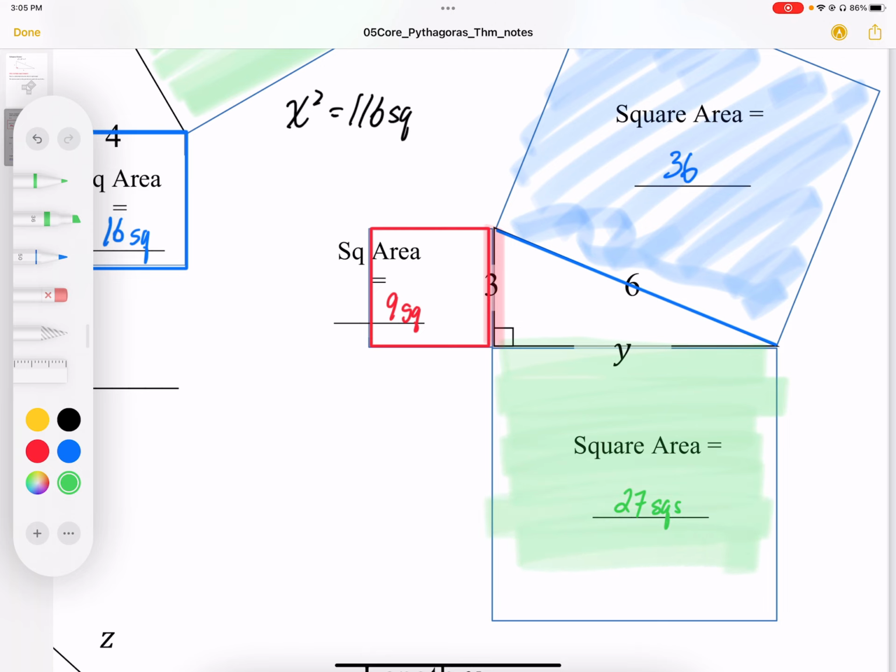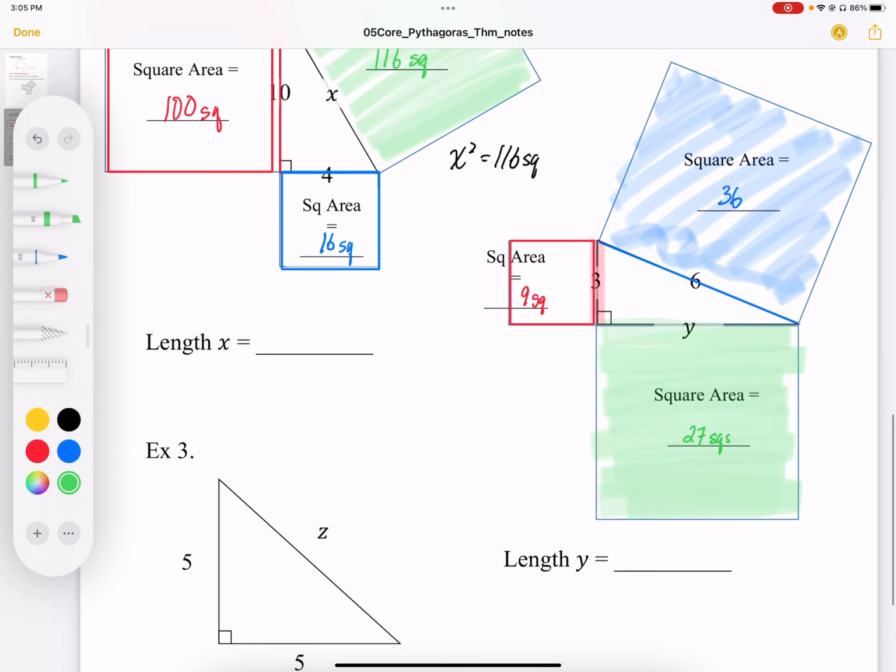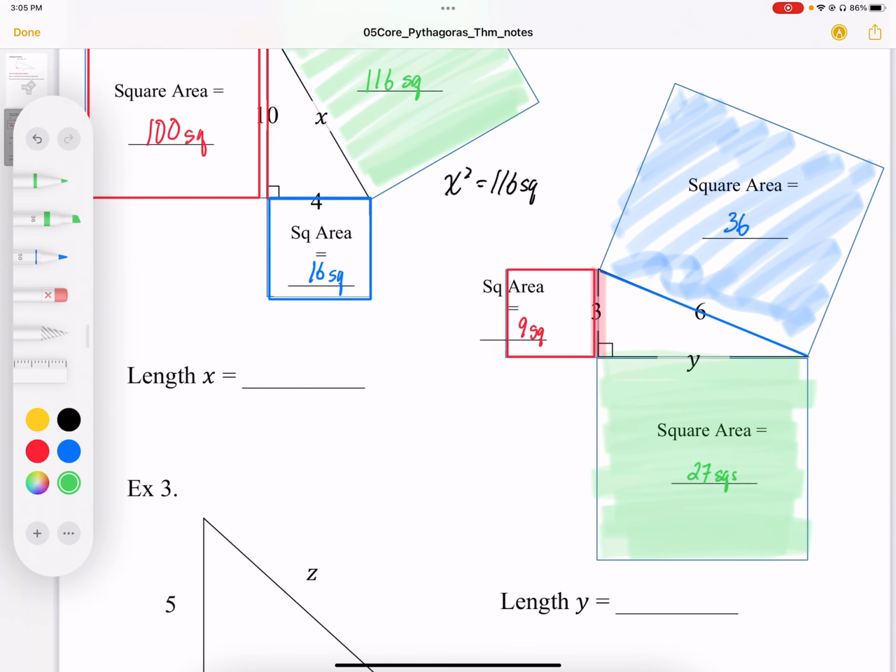Okay, so that 27 squares, I can square root to find the edge length. But right now, the relationship is really just about area, and so we want side length. So calculating the side length now for edge length x, we're going to square root 116. So x is equal to square root 116, which in decimal form gives us 10.77.